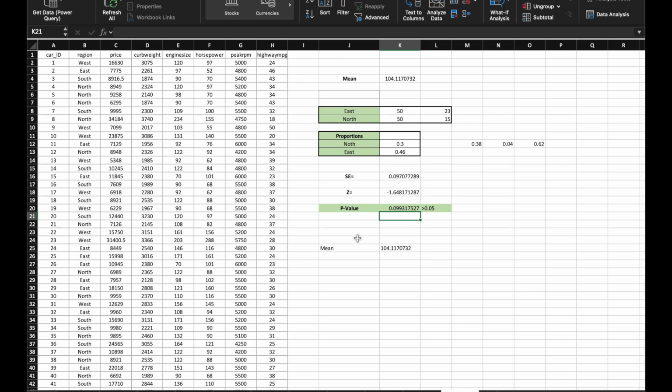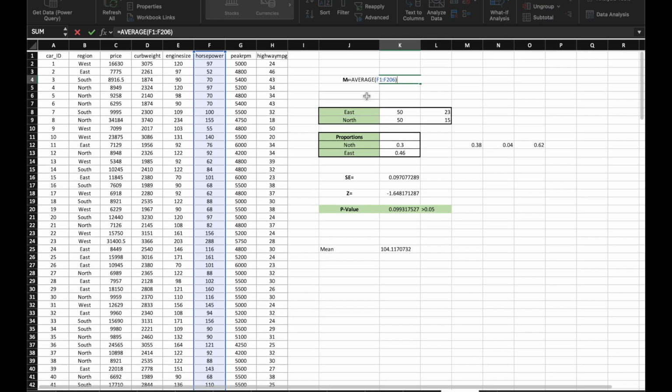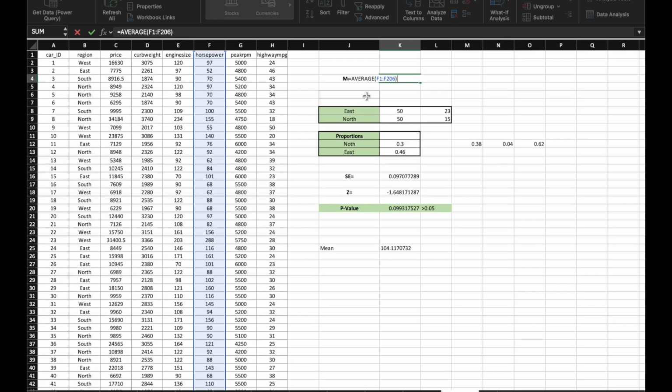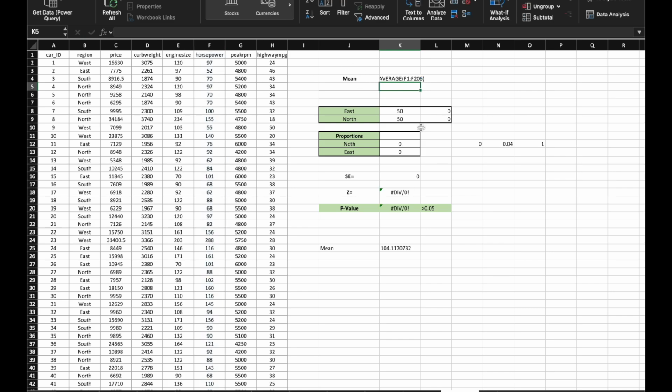And then question number 5: do the north and east regions have a different share of high horsepower cars? We need to define a cutoff for high horsepower. We will use the average horsepower of the whole dataset, and cars above it count as high horsepower. So the first step is to calculate the average, using the formula average on the horsepower column.